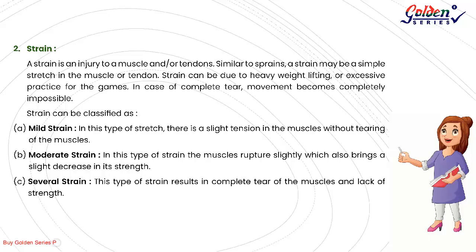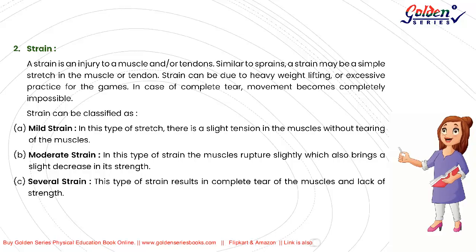Number 2. Strain. A strain is an injury to a muscle and/or tendons. Similar to sprains, a strain may be a simple stretch in the muscle or tendon. Strain can be due to heavy weight lifting or excessive practice for the games. In case of complete tear, movement becomes completely impossible.